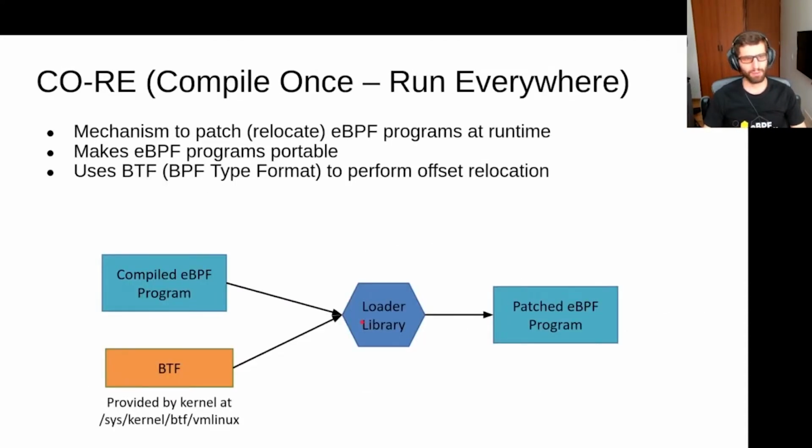There is already a solution for this problem. This is called compile once, run everywhere. This has been around since 2018, and this is a mechanism to patch the BPF programs at runtime. So the idea is that we compile the BPF program a single time, and we ship the compiled eBPF program. Then on each target machine where we want to run the program, there is a loader library that takes some information about the types of the kernel in a format that is called BTF. More about that in a second. By using that information, the loader library is able to adjust the instructions of the BPF program to read the members at the right position.